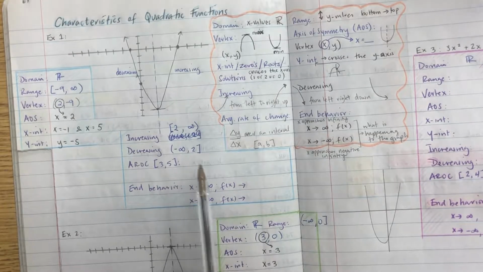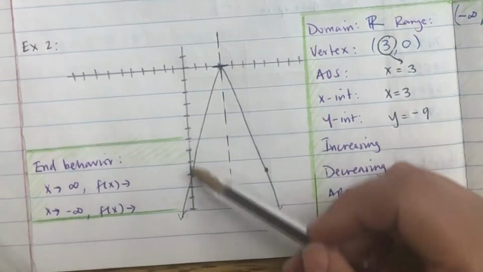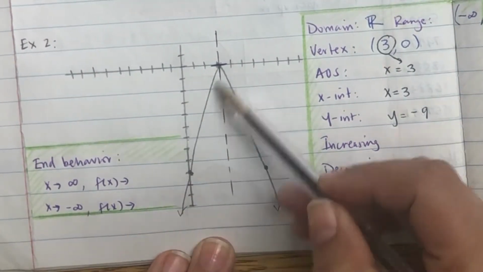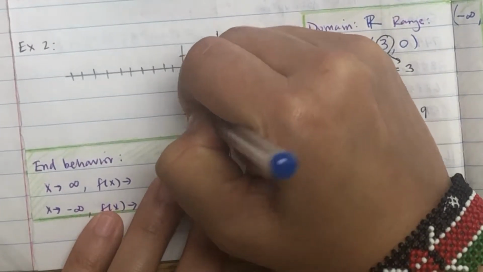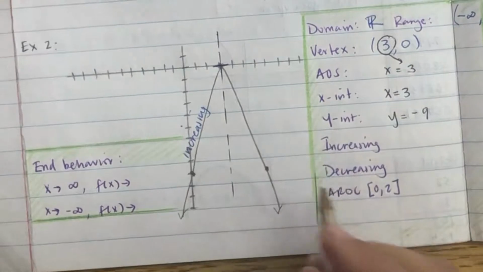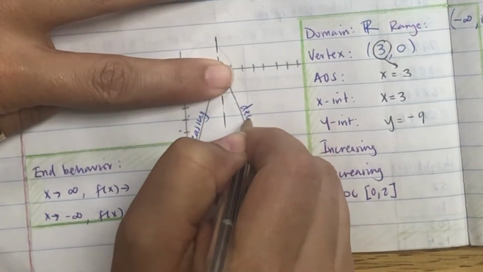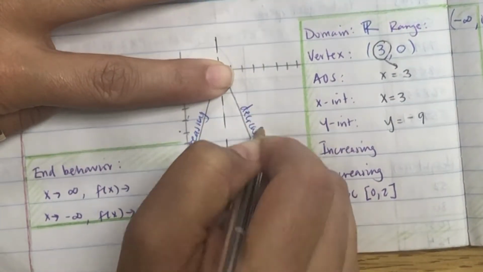Take a look at increasing and decreasing for this next example. All right, so from left to right, what is it doing? This is going up, so this is increasing. And this is going down, so that is decreasing. This is a listening check, color in decreasing.